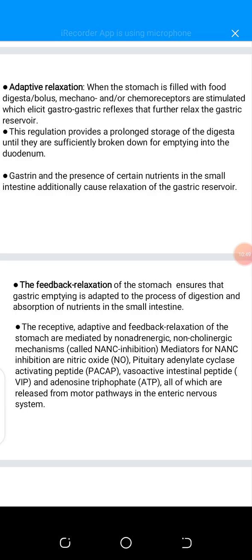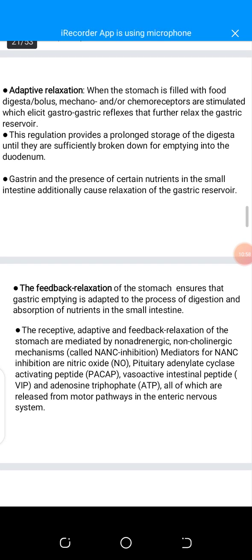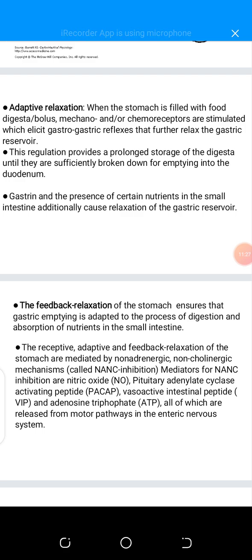That is, the emptying of the content of the stomach, which we call gastric emptying, must be regulated in such a way that it's adapted to the process of digestion and the absorption of nutrients in the small intestine. When the rate is high, then the process of digestion and absorption of nutrients in the small intestine will also what? Decrease. That's the purpose of feedback relaxation of the stomach.